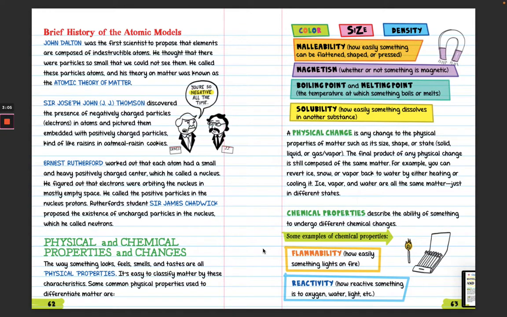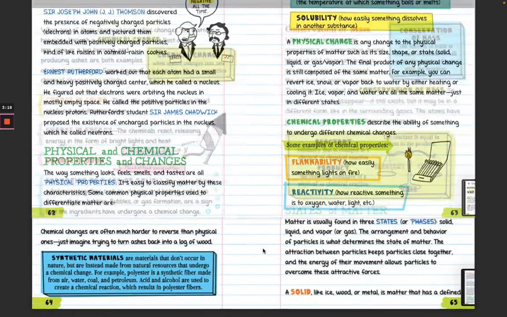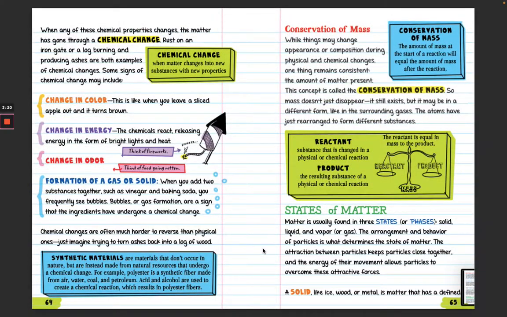Chemical properties describe the ability of something to undergo different chemical changes. Some examples of chemical properties: flammability, how easily something lights on fire; reactivity, how reactive something is to oxygen, water, light, etc. When any of these chemical properties change, the matter has gone through a chemical change. Rust on an iron gate or a log burning and producing ashes are both examples of chemical changes. Chemical changes are when matter changes into new substances with new properties.